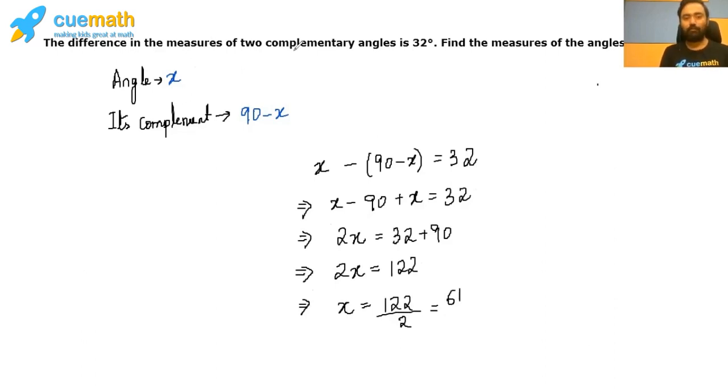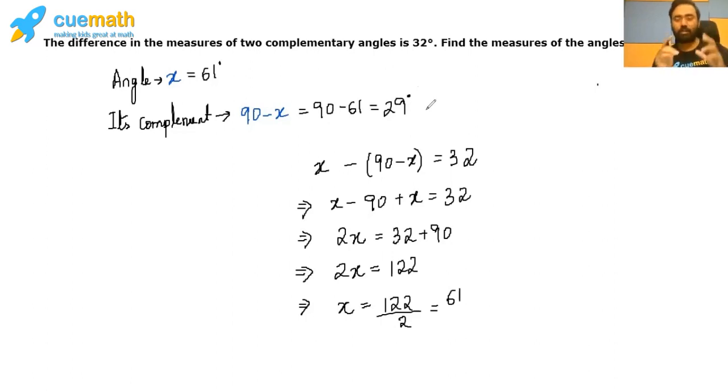Now clearly the value of the angle which we had assumed is 61, and its complement would be 90 minus 61, that is nothing but equal to 29. So these are the two angles which they are asking us to find in this question.